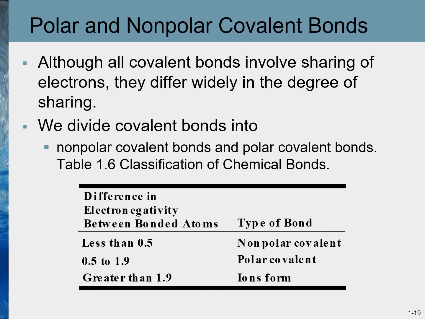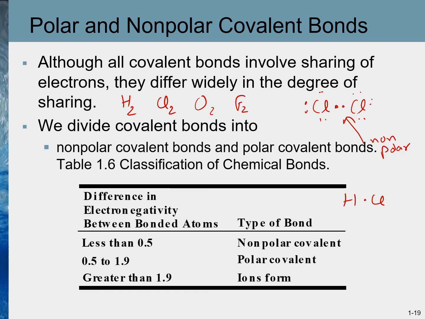Although all covalent bonds involve the sharing of electrons, they differ widely in the degree of sharing. Homonuclear molecules such as H2, Cl2, O2 or F2 share electrons equally between the two atoms. For example, in the case of Cl2, the shared electron pair is right in the middle of the two Cl atoms. These kinds of bonds are pure nonpolar bonds, or in other words, pure covalent bonds. Many other compounds such as HCl share electrons in the bond unequally. In the case of HCl, the electrons are closer to Cl because chlorine has higher electronegativity. These are heteronuclear atoms.